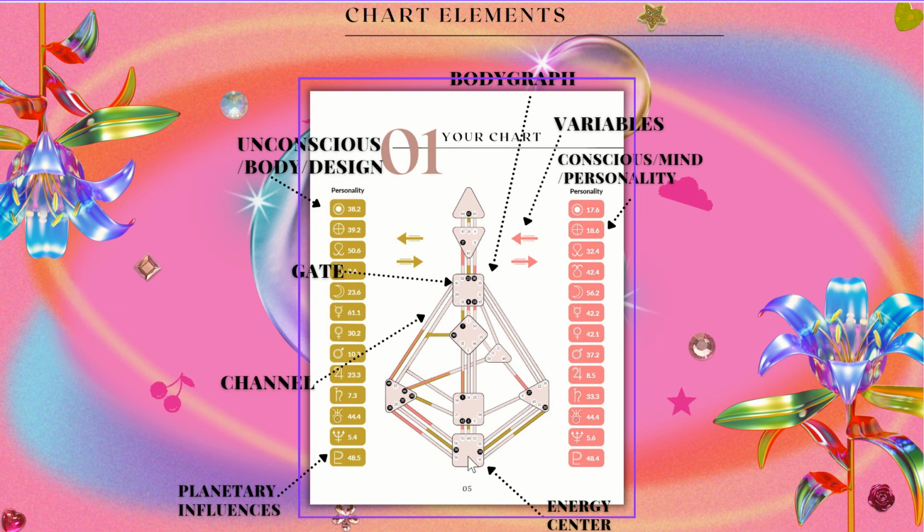We have the root center, which is the pressure center that makes us want to accomplish things and achieve things and evolve. We have the heart center or the ego center, which houses our willpower, our desires, our sense of self-worth. We have the emotional solar plexus center, which obviously houses our emotions. It's also our spiritual awareness center. And we have the splenic center, which is the oldest center in the body, and it houses our intuition, our feelings of physical safety, and our instincts.